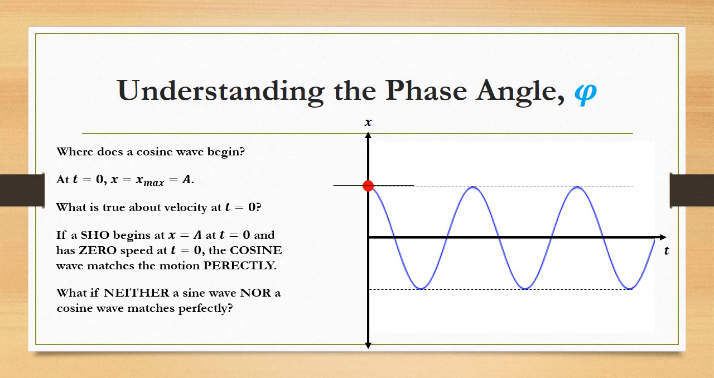So what if neither sine nor cosine matches the motion perfectly? That is why we need phi. We need to be able to move these waves just a little bit so that they perfectly match any type of motion.